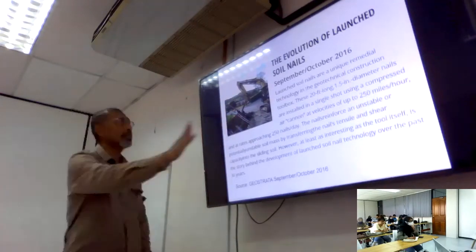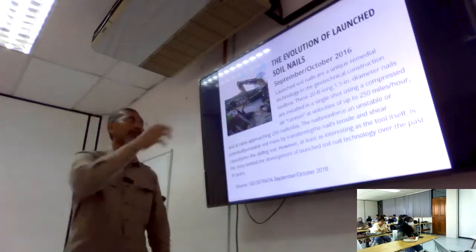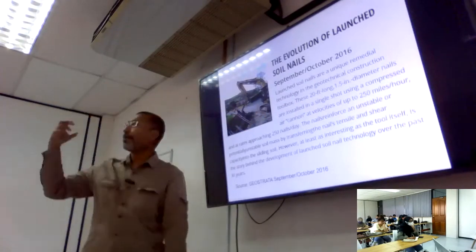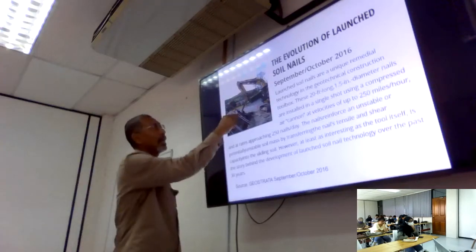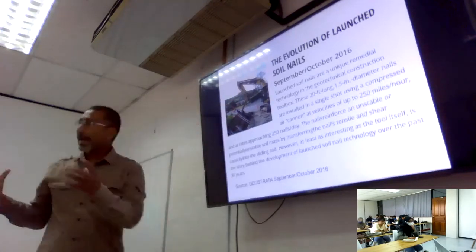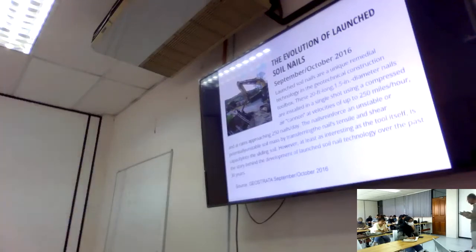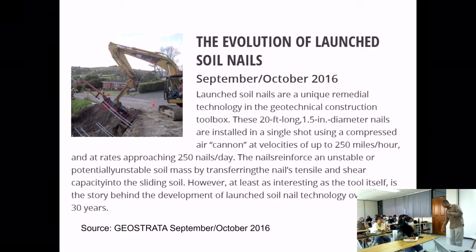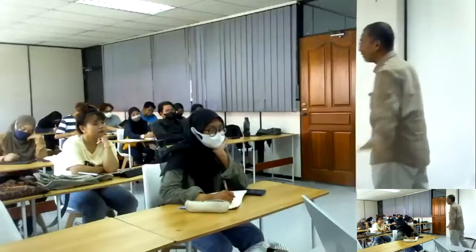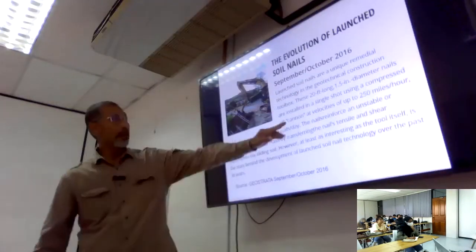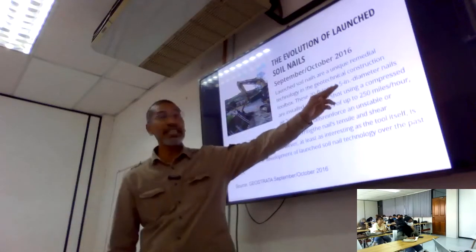So they are using just what you call an excavator machine, but it is fitted with an accessory, an installer, that can push the nail inside the ground. So you can see this nail being pushed into the ground. So for example, in this case, 20 feet, that's about 6 meters. So I told you before, in America, in the US, they are still using feet, right? So that's why in this magazine dated 2016, 20 feet long, 1.5 inches.